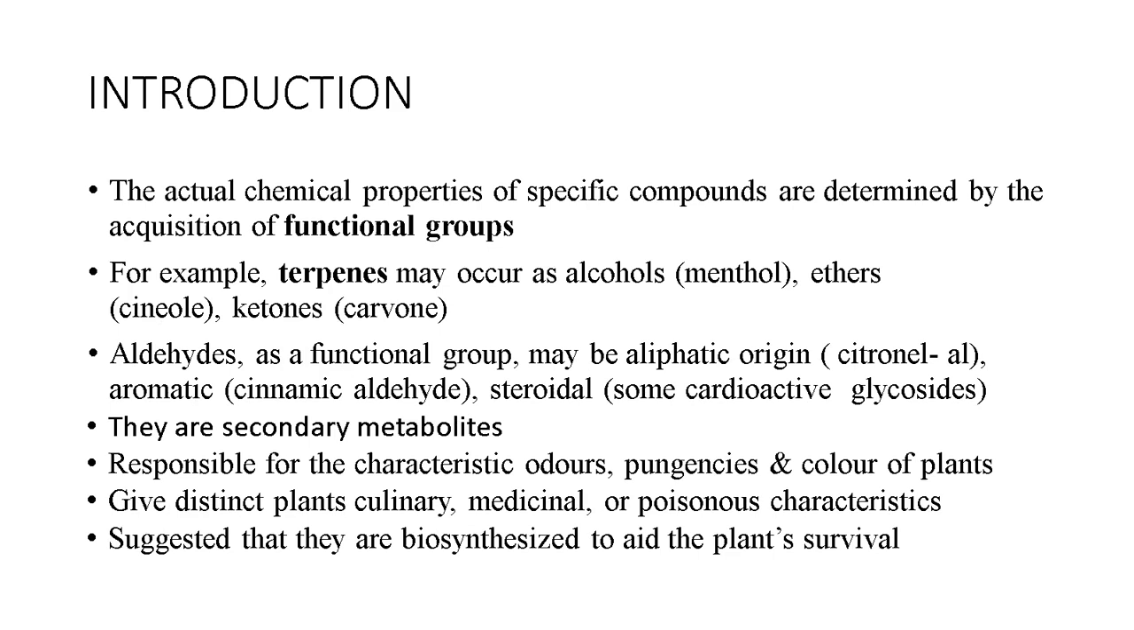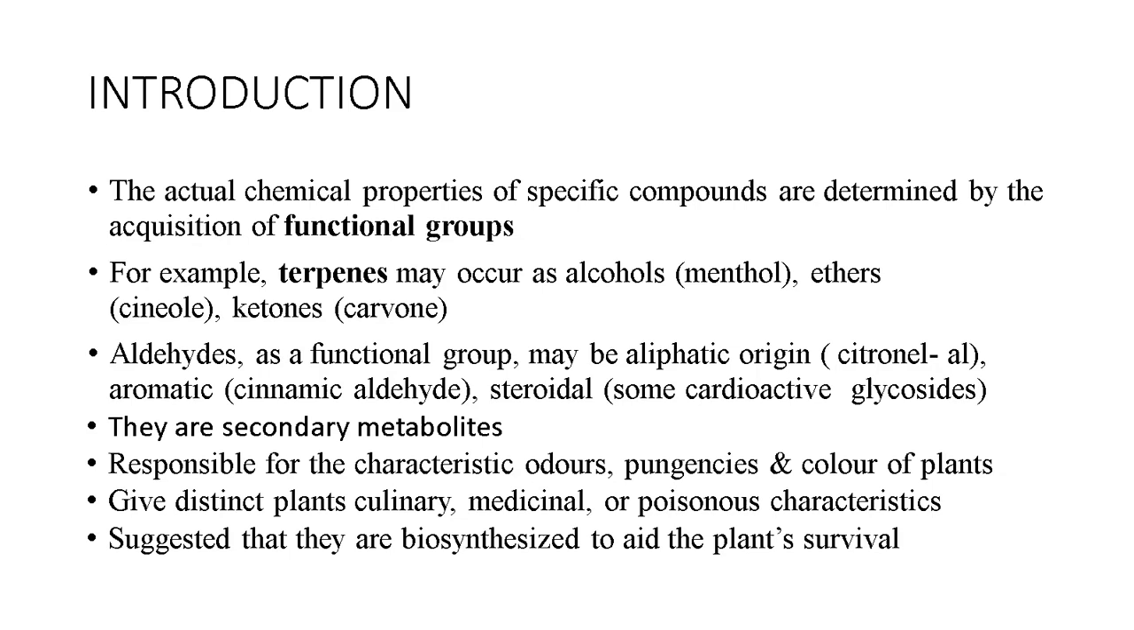So these isoprenoids, they differ in their functional groups. For example, terpenes may occur as alcohols, ethers, or ketones. When aldehydes are the functional group, they may be aliphatic, aromatic, or steroidal. Again, they are secondary metabolites, and they are responsible for the characteristic odors and color of plants. They are responsible for the odors because they are volatile. So that's why they give out odor.